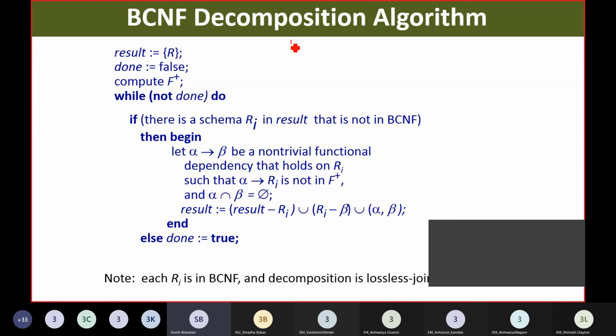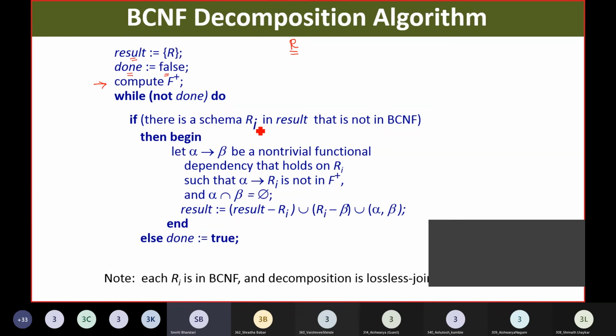Originally we have the relation R that we would like to decompose. Initially that relation R is assigned to our result. We have one flag, done, that is assigned false initially. We have computed our F plus. We have this iterative algorithm: while not done, do. So while this flag is not true, we are going to iterate.